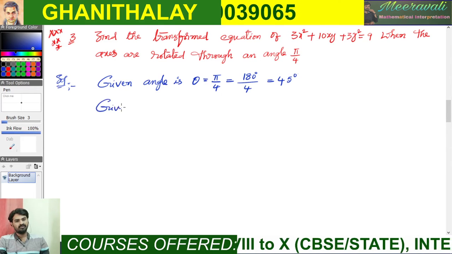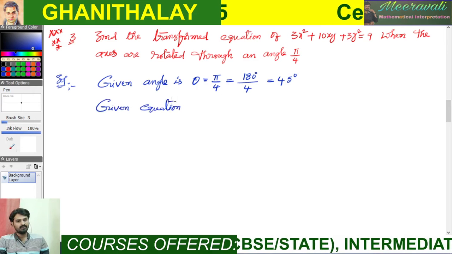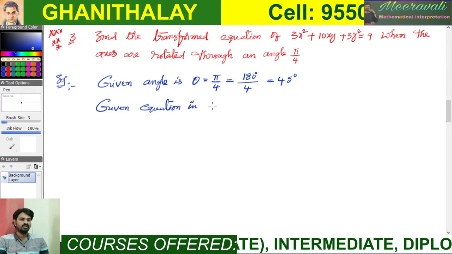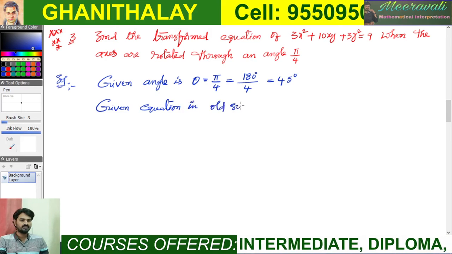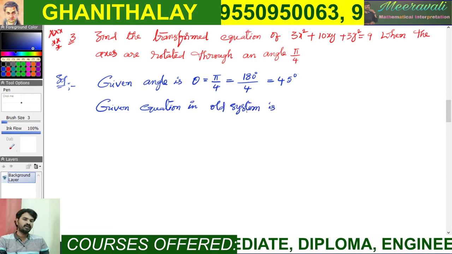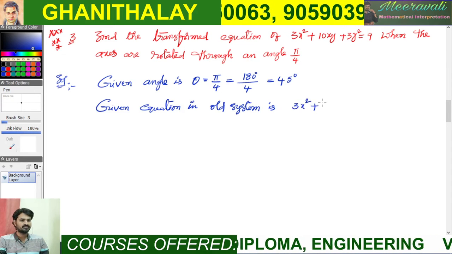Now you have to write the given equation in the old system, or original system. So when the equation in the old system is given, you can take the small letters.